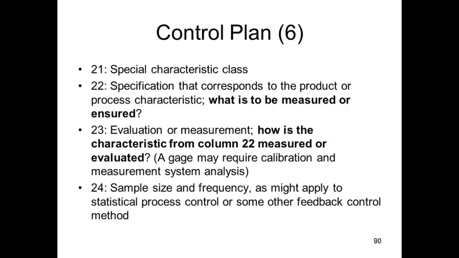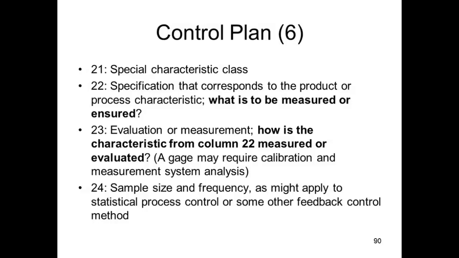Well, in our Shigeo Shingo example, the torque of the bolt that holds the car seat together would be the product characteristic, not the process characteristic. The process characteristic, my understanding is that impact wrenches can be set to deliver a certain torque, so the setting on the impact wrench could conceivably be the process characteristic.